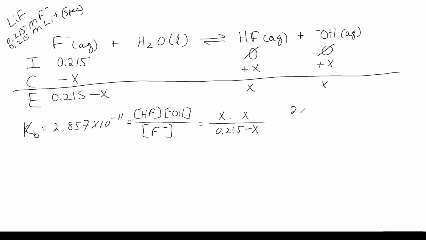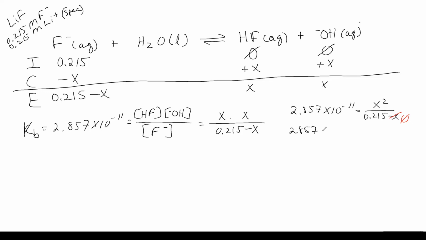So we have 2.857 times 10 to the negative 11 equals x squared over 0.215 minus x. Now remember, we can do a simplification because we have a very small exponent, and that means x is going to be negligible. So we can assume that it's 0. Okay. So after we do that, now we have easier math.